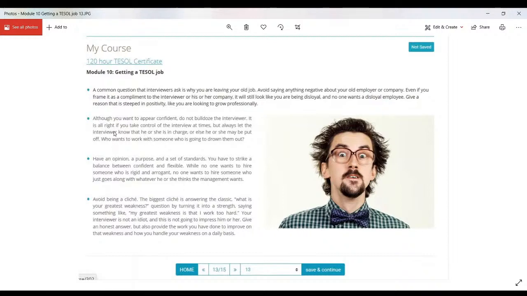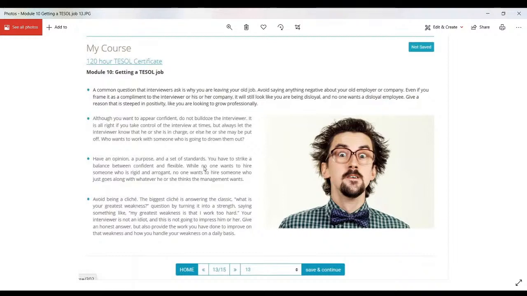Or your previous company. Although you want to appear confident, do not bulldoze the interviewer. It is alright if you take control of the interview at times, but always let the interviewer know that he or she is in charge, or else he or she may be put off. Who wants to work with someone who is going to drown them out, right?